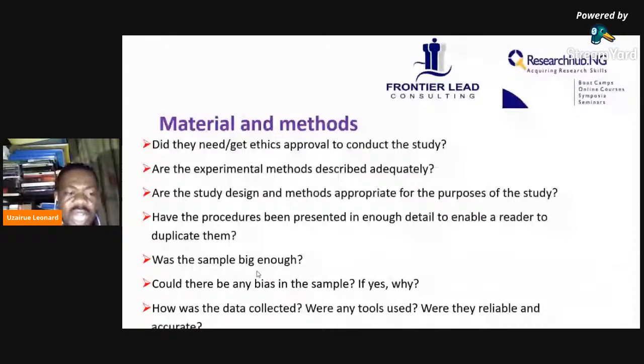Now, the next one is, are the experimental methods described adequately? It's not just to state, okay, I used so-and-so method. You should be able to state specifically: was the method modified? Did you use it verbatim? Was there any change?